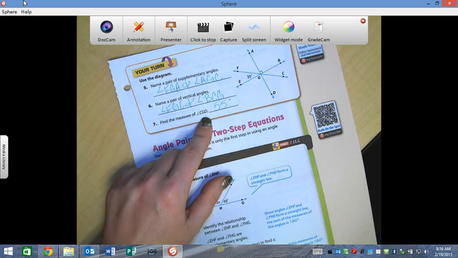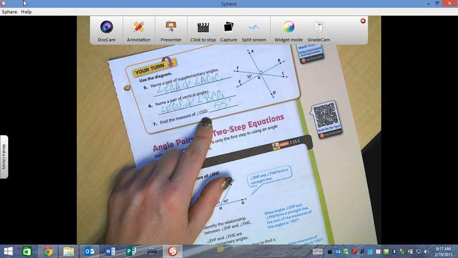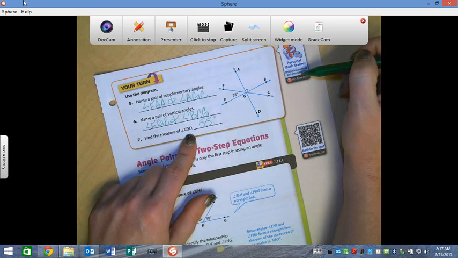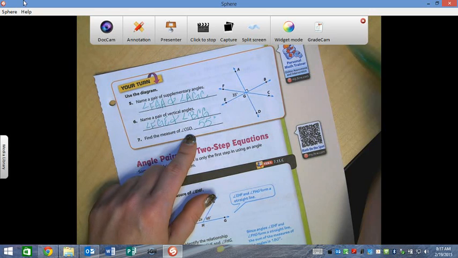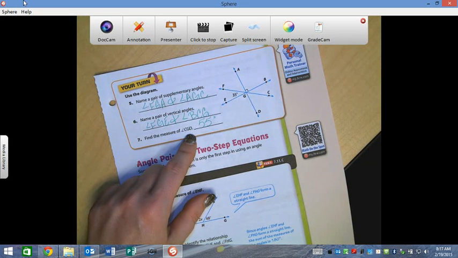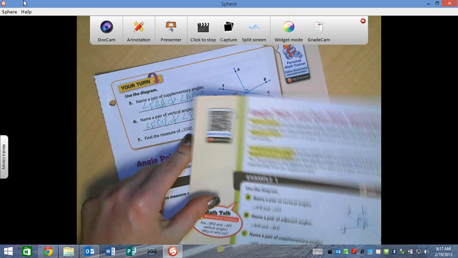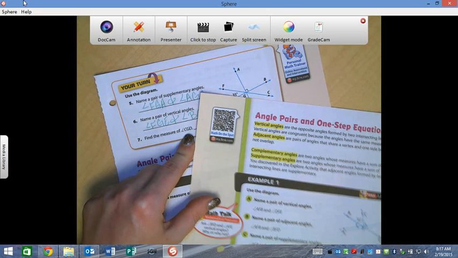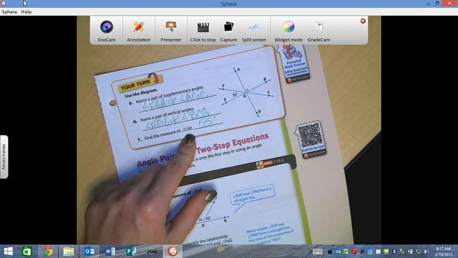So this is going to be 55 degrees. If you need some help, remember you've always got your Personal Math Trainer. You could request a workshop. There is a Math on the Spot video. You can always log back into the textbook if you need a little bit of extra guidance, or you could just ask for help, which is always a good plan.